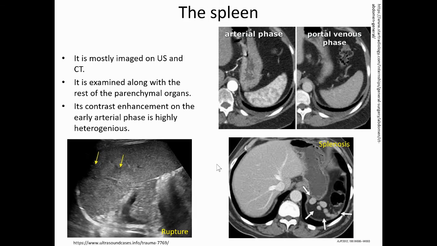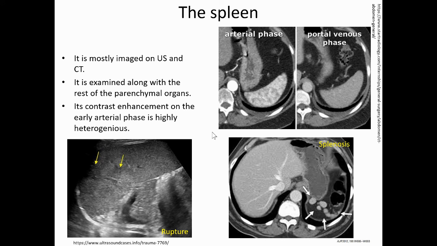And last but not least, let's talk a couple words on the spleen. The spleen is never imaged on its own. It's usually part of abdominal ultrasound or abdominal CT. It has a funny contrast enhancement on the arterial phase CT. It's quite inhomogeneous, so we seldom look at the spleen on the arterial phase. We usually look at it on the other series. On the portal phase, it should be homogeneous. It should measure about 4 by 11 centimeters, but you don't need to know that.